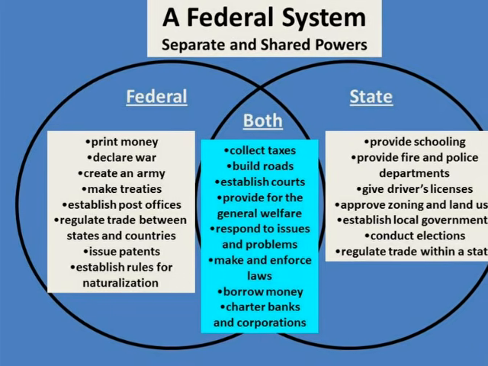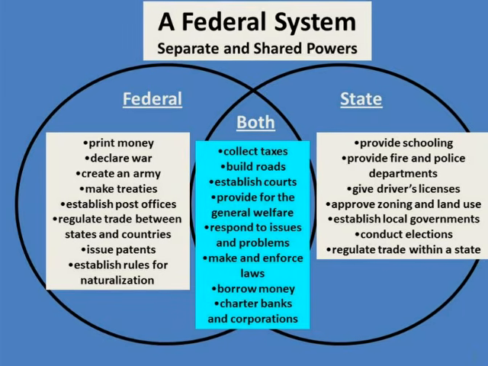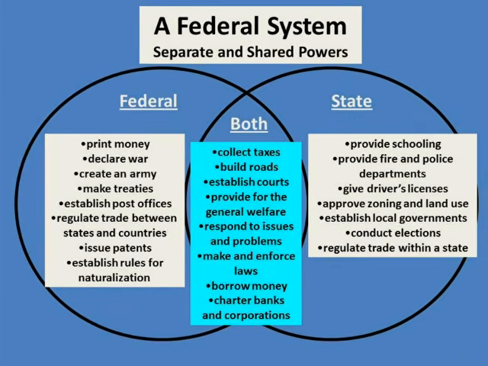Under the Constitution, some powers granted to the federal government are the ability to print money, create an army, declare war, and make treaties with other countries.